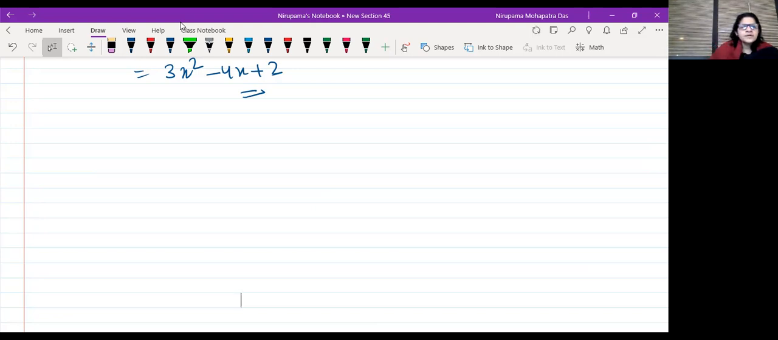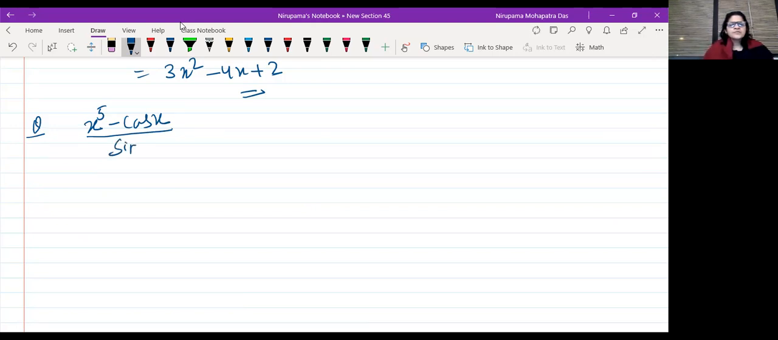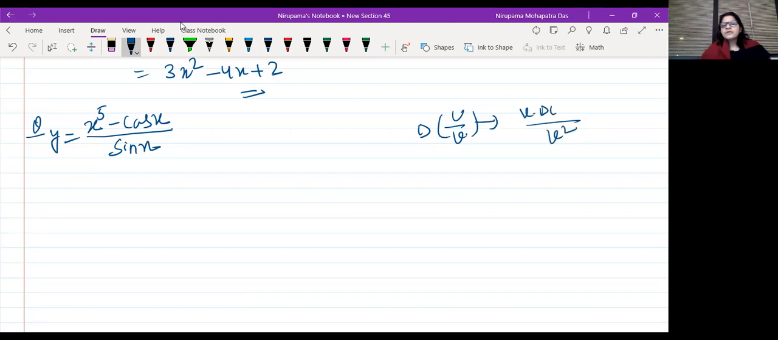This is from NCERT. Next question is, I think, question number 5: x to the power 5 minus cos x, divided by sin x. Okay, so this is the question. y is written like this, y equal to this. So here you see f(x), or you can say u by v. The derivative of this is equal to (v into du minus u into dv) over v square.